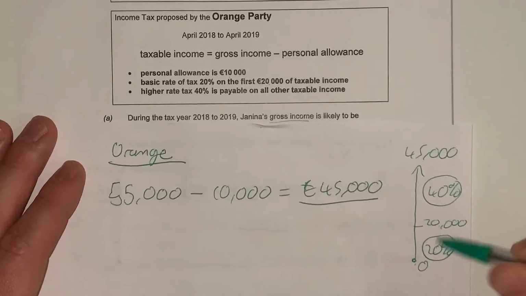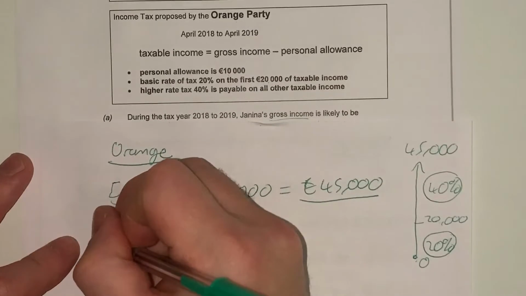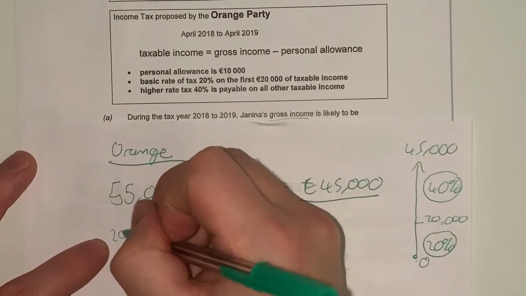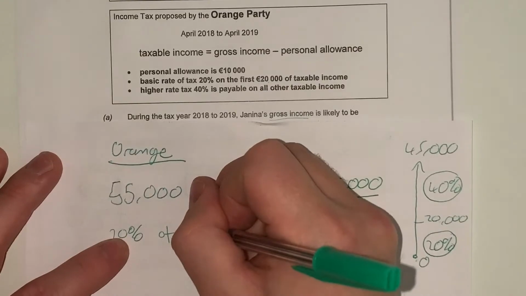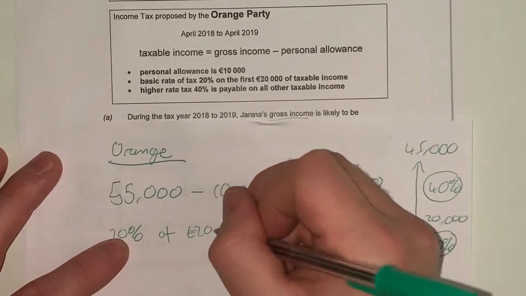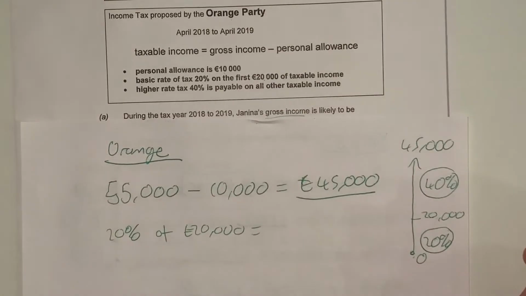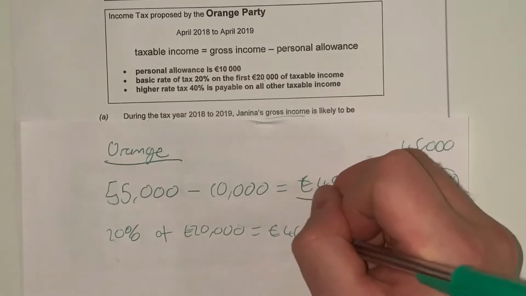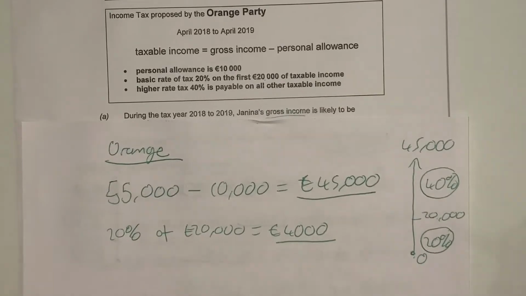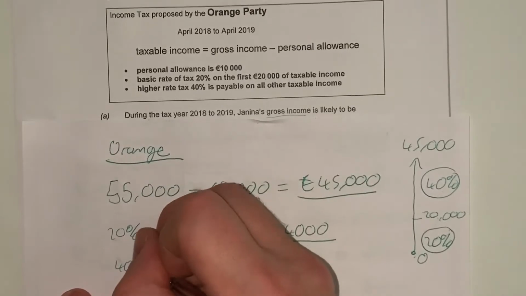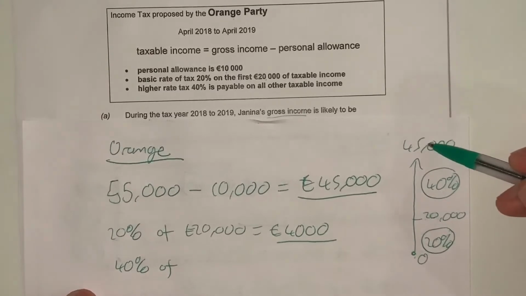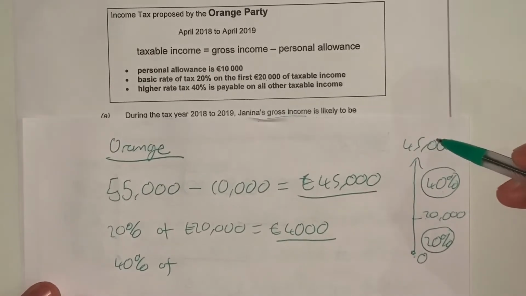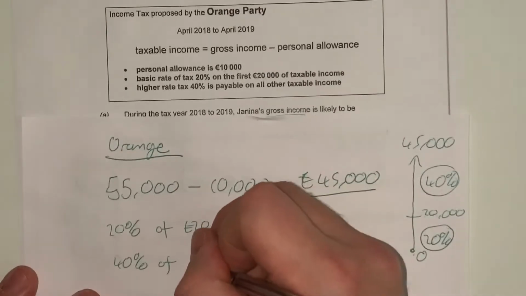So how much is between 0 and 20? Well, that's obviously 20,000. So I need to start by finding 20% of 20,000 euros. Well, 10% would be 2,000, double it, 4,000. Okay, so that's 20%. Now I'm going to do the same for this bit, but be careful. It's 40%, but how much? It's 40% of whatever you earn between 20 and 45. So the gap between 20 and 45 is actually £25,000.